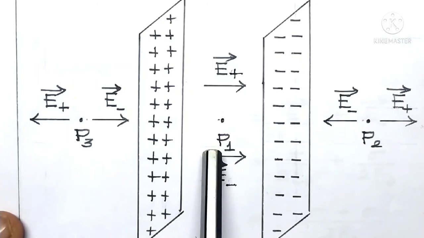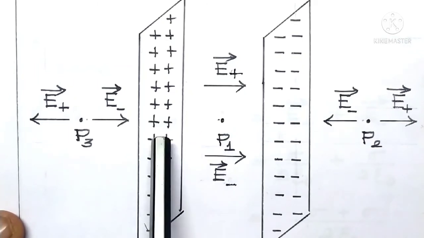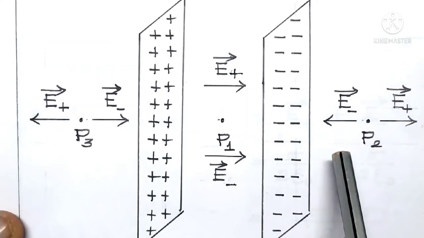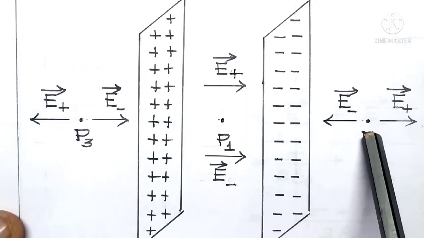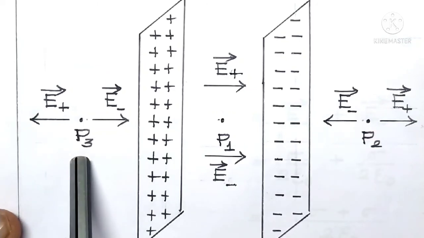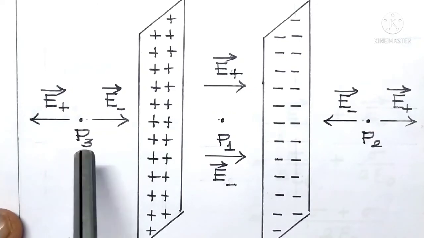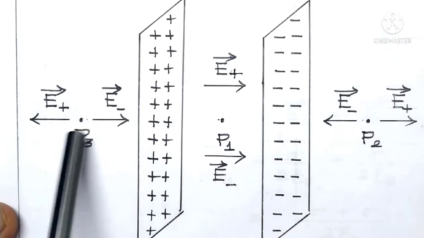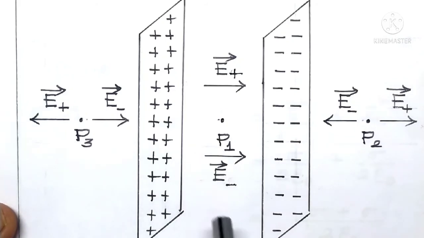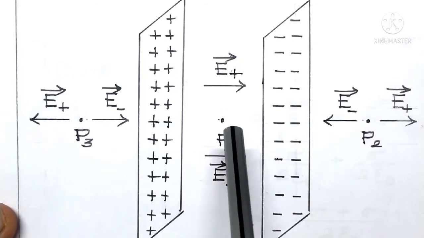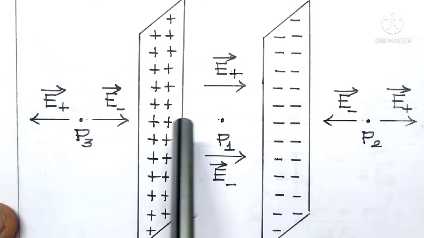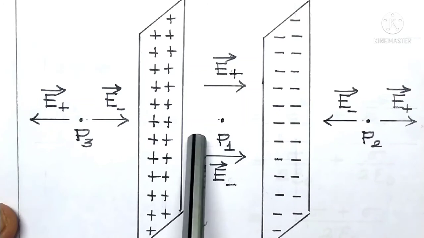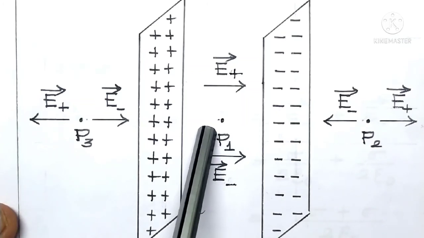Point number 1, that is P1, which lies in between these two plates, and P2, a point which lies outside the plate, and also point number 3, in other words P3, it also lies outside the sheets. Now, let us calculate the electric field at the point P1. It lies within these two plane charged sheets. Now, at this point only, we are going to calculate the electric field.